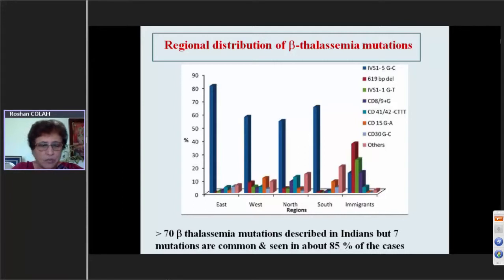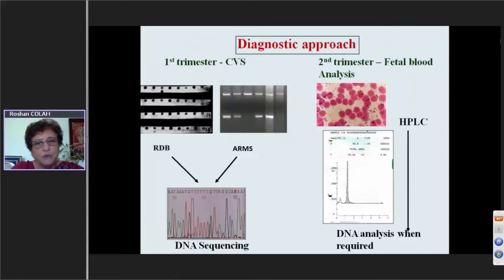We now know in India more than 70 mutations have been described. In fact, almost 80 mutations have been described. And occasionally it becomes difficult to identify them and you have to directly go for a DNA sequencing. So this is the approach for diagnosis that is usually used.